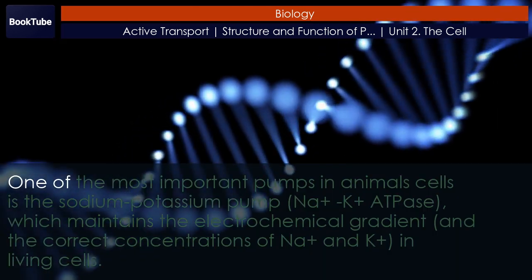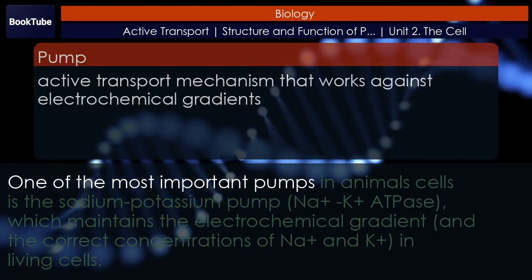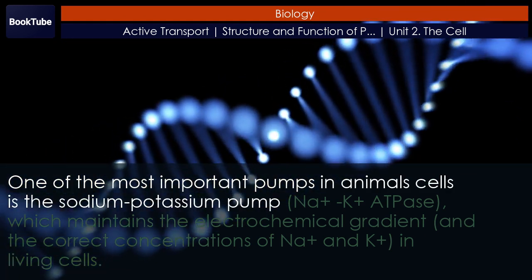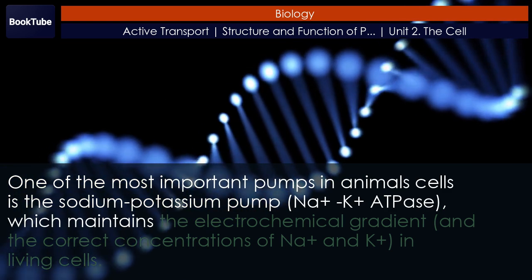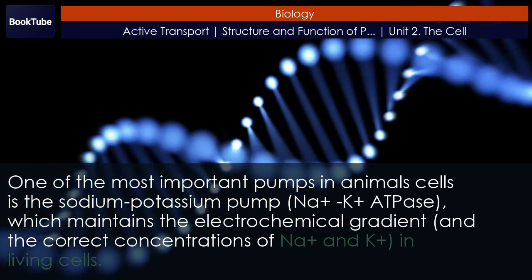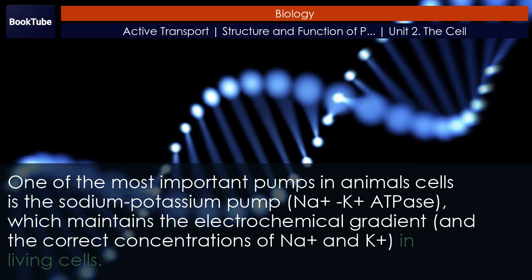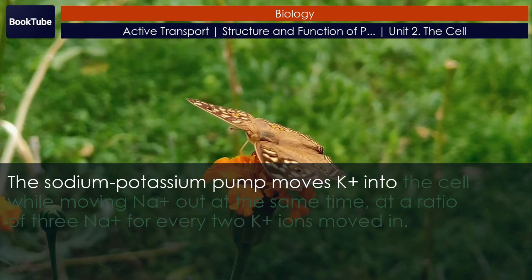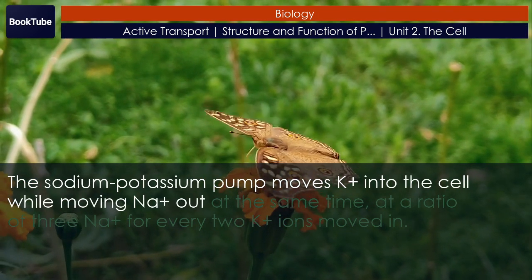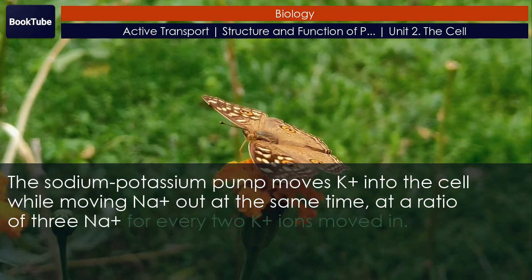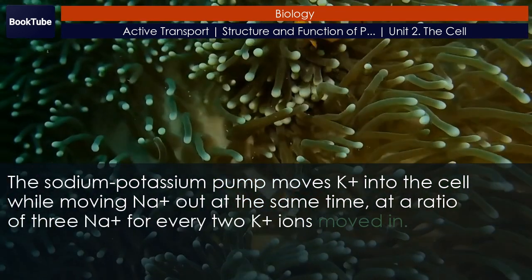One of the most important pumps in animal cells is the sodium-potassium pump, Na+ K+ ATPase, which maintains the electrochemical gradient and the correct concentrations of Na+ and K+. In living cells, the sodium-potassium pump moves K+ into the cell while moving Na+ out at the same time, at a ratio of 3 Na+ for every 2 K+ ions moved in.